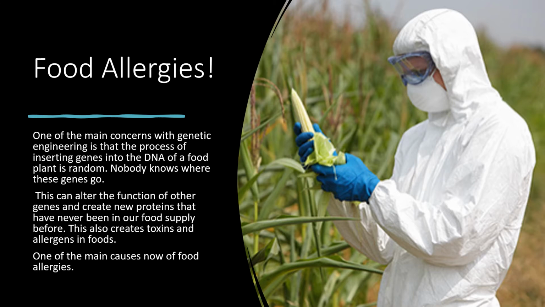And one of the main concerns with GMO engineering is that the process of inserting these genes into the DNA of a food plant is random. So nobody knows where these genes are really going. This can alter the function of other genes, and it can create new proteins that have never been in our food supply. So this is dangerous because we don't know what is really happening. And this also creates toxins and allergens in foods. So as I said, this is one of the main causes now of food allergies.